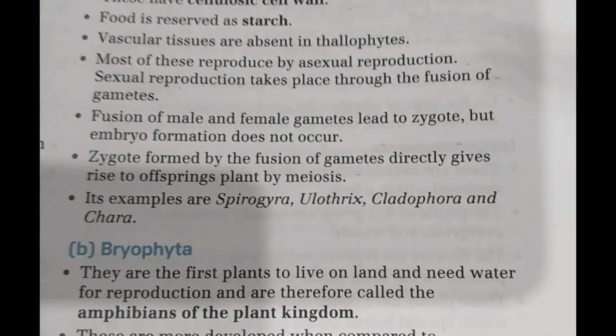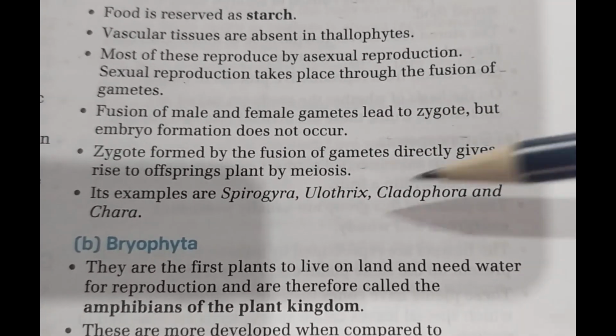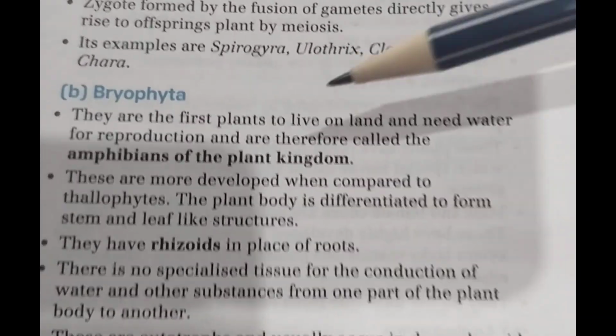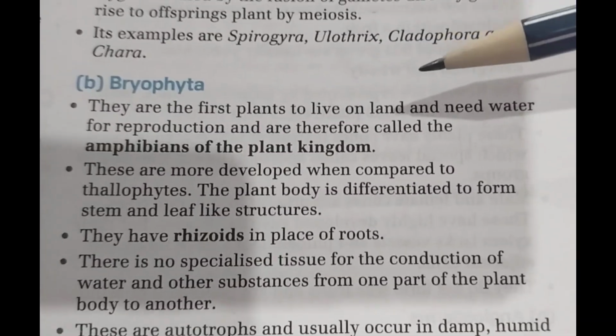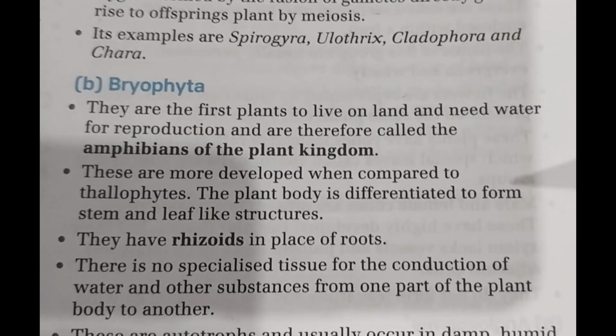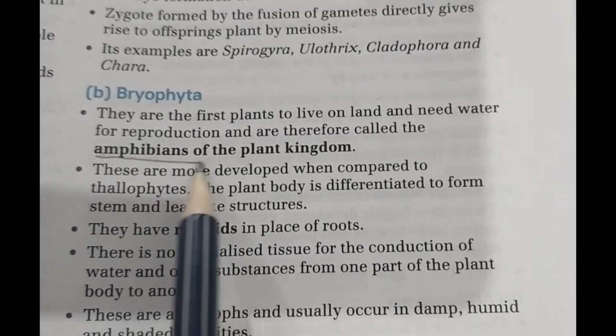Example: Cyprigra, Euthrorix, Cladophora and Chara. The next one is the bryophyte. These are the first plants to live on land and need water for reproduction, and therefore are called the amphibians of the plant kingdom.